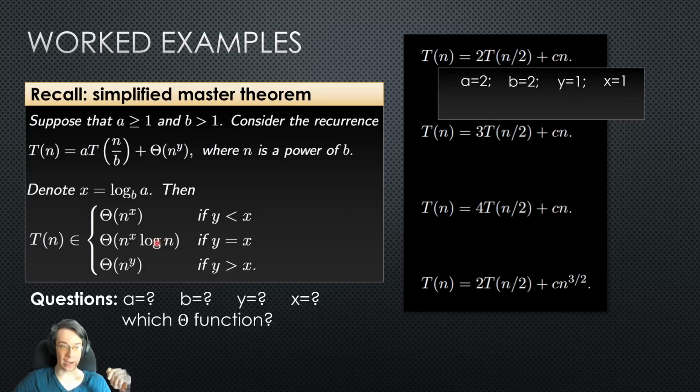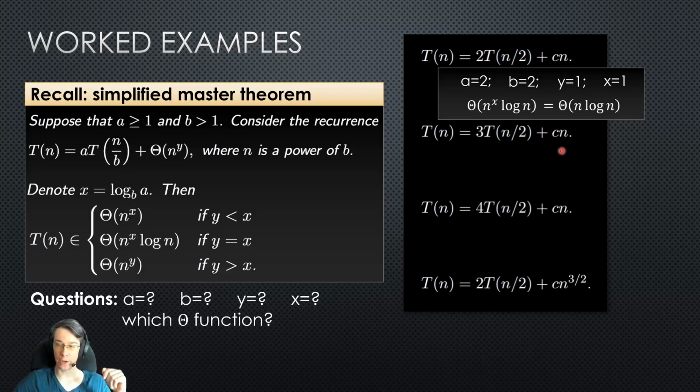Okay, which theta function are we going to end up in? We have x equal to y, so we're going to get n to the x log n. And what's x? Well, x is 1. So this is n to the 1 log n. And you should have expected this because this is exactly the merge sort recurrence. So we end up with n log n. This just shows how quick and easy it is to solve the merge sort recurrence once you know the master theorem. It just takes 30 seconds.